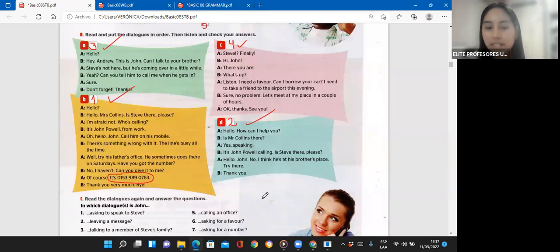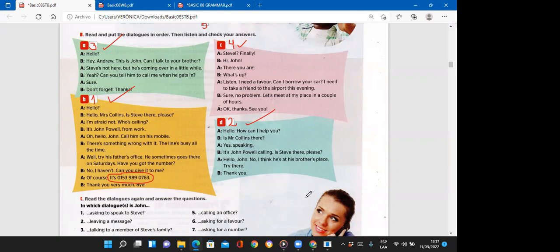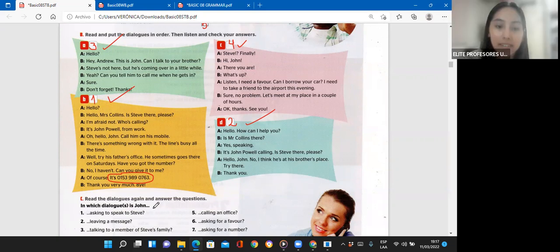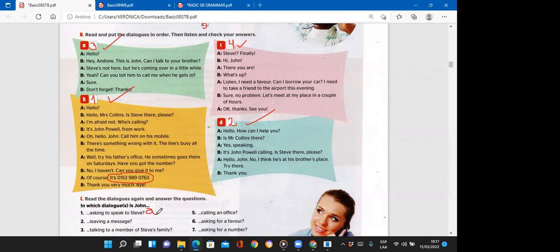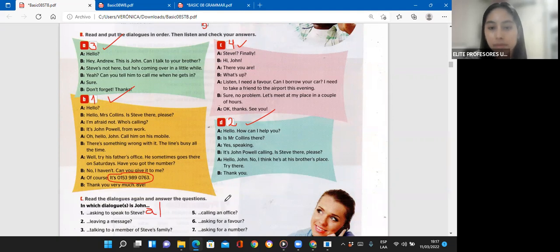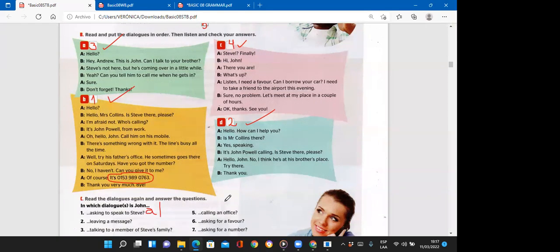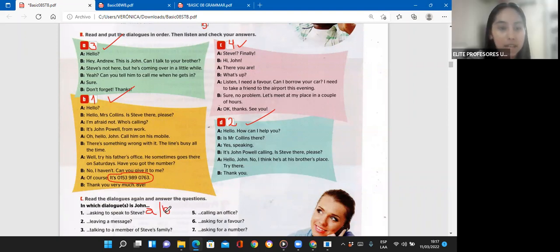Guys, come on, it's very easy. I just saw the answer. A, B, C, or D? A, B, and D. A, okay, yes, A. And also, there's one more. Okay, A, very good. B and D. Okay, B, where is this word? Is Steve there? Yes.